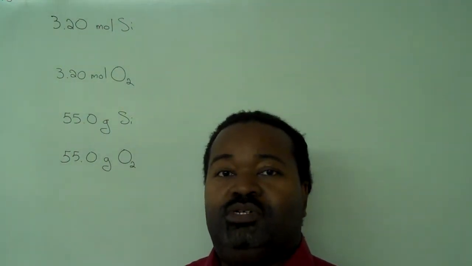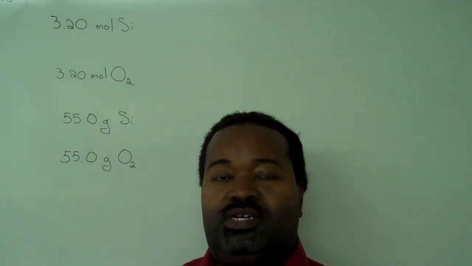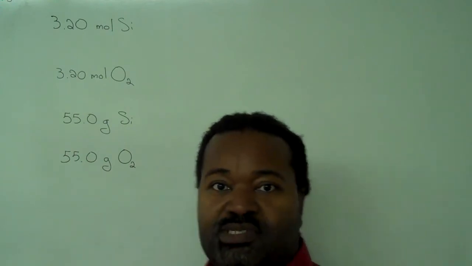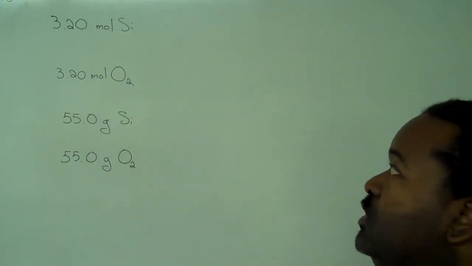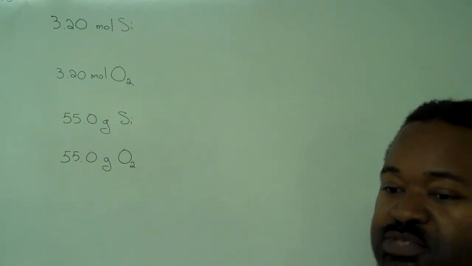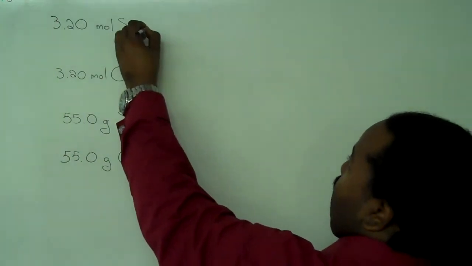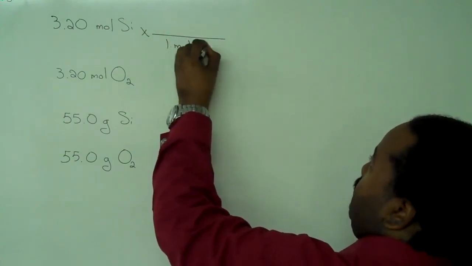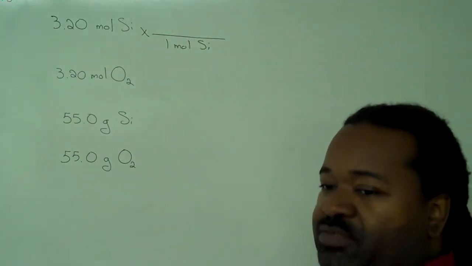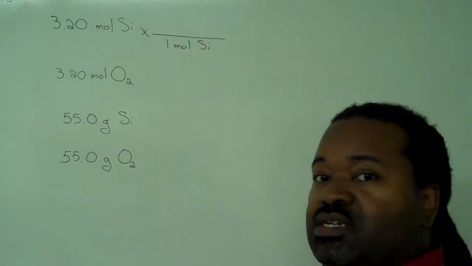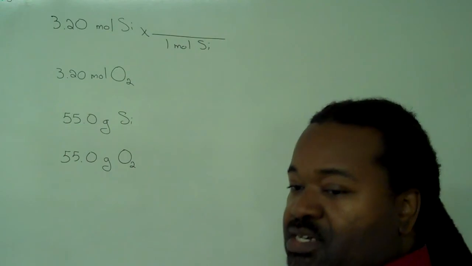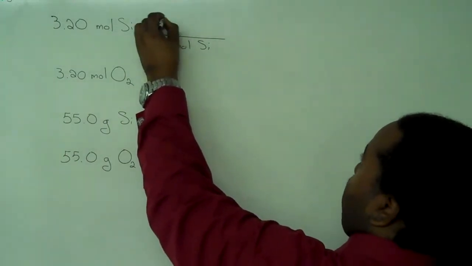This tutorial video will demonstrate how to use the mole concept to convert from moles of a substance to grams of a substance, as well as from grams to moles. So starting with 3.20 moles of silicon, I need a conversion factor. Moles is on the bottom because I already have that, and I need grams of silicon. I can look in the periodic chart and find the atomic mass of silicon is 28.1.